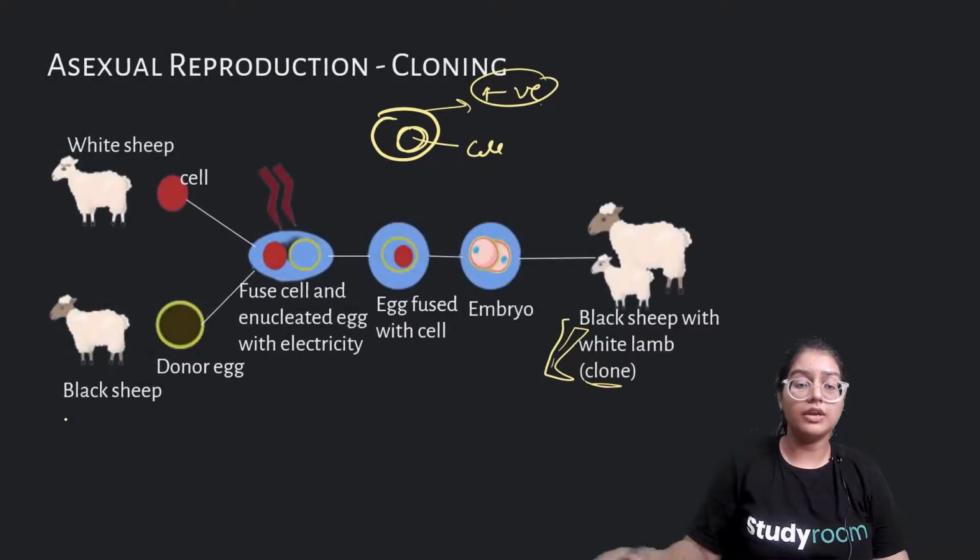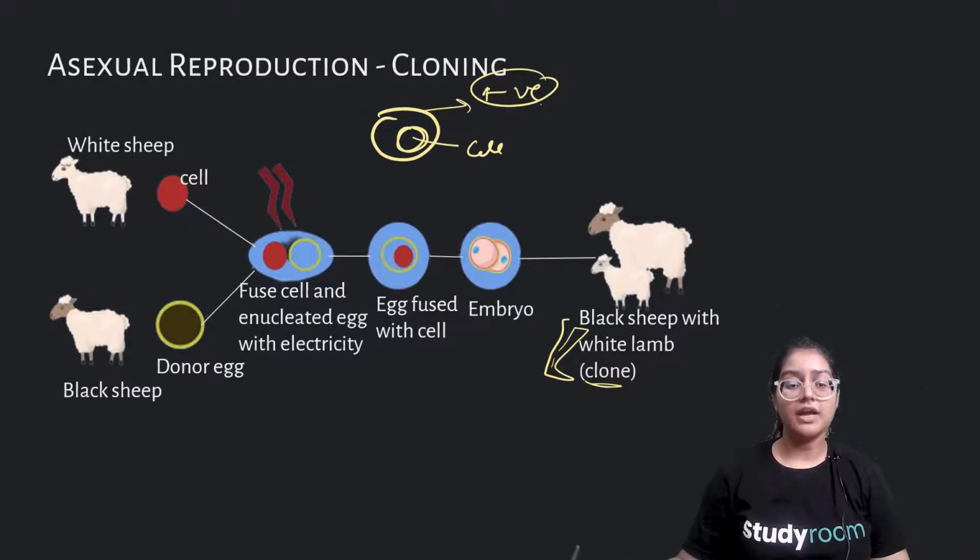So how does cloning work? Here you can see a white sheep and a black sheep. From the white sheep we extracted a cell, and from the black sheep we extracted a donor egg, but we removed the nucleus from the donor egg. This is why we call it an enucleated cell. The cell which we extracted from the white sheep is later fused, with the help of electricity, with the enucleated egg from the black sheep. They both fuse and later develop into an embryo. Now this embryo further differentiates and produces a lamb. These are clones of the organism.